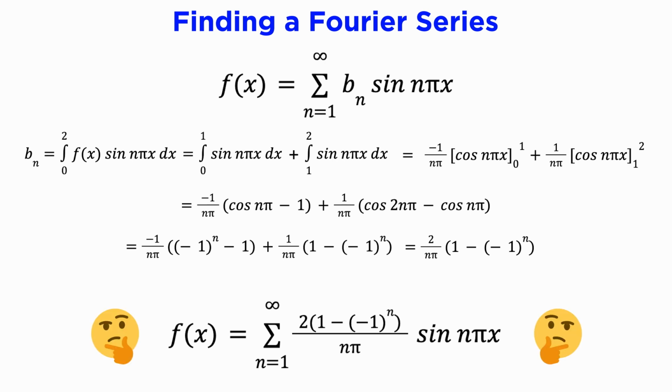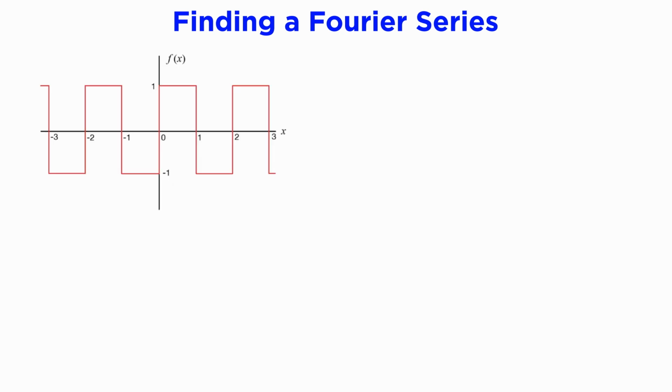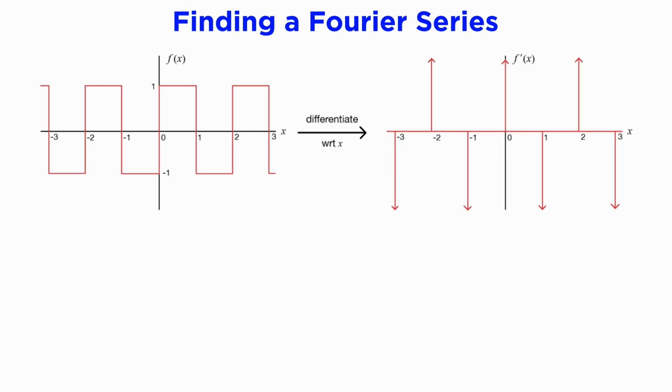But dealing with discontinuities can sometimes be a little messy, so we will show an alternative method that is often faster when many such discontinuities are present. Let's go back to our graph of f of x and differentiate it with respect to x. The gradient is 0 everywhere except the integers, where we will get Dirac delta functions spiking up and down, where the function rises or falls by 2 units.